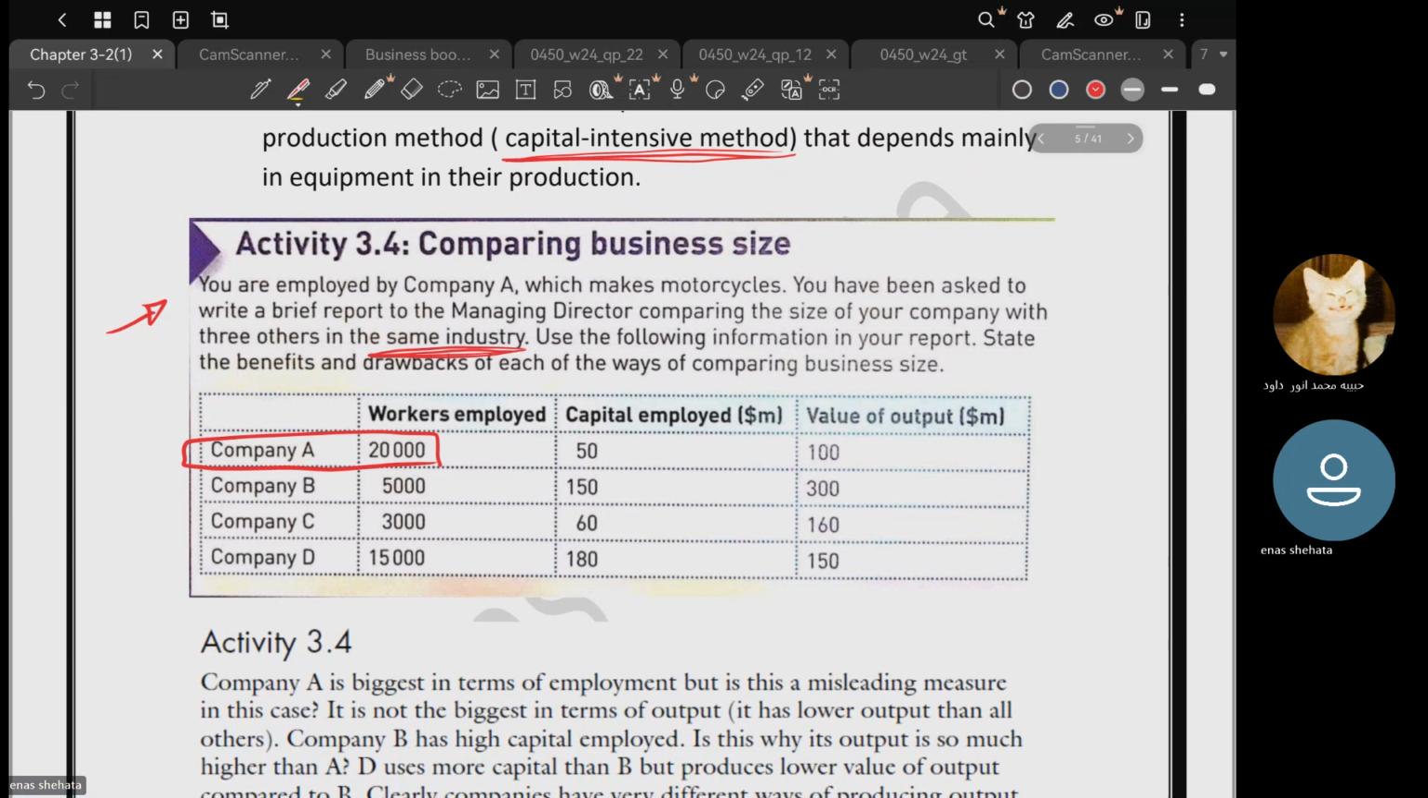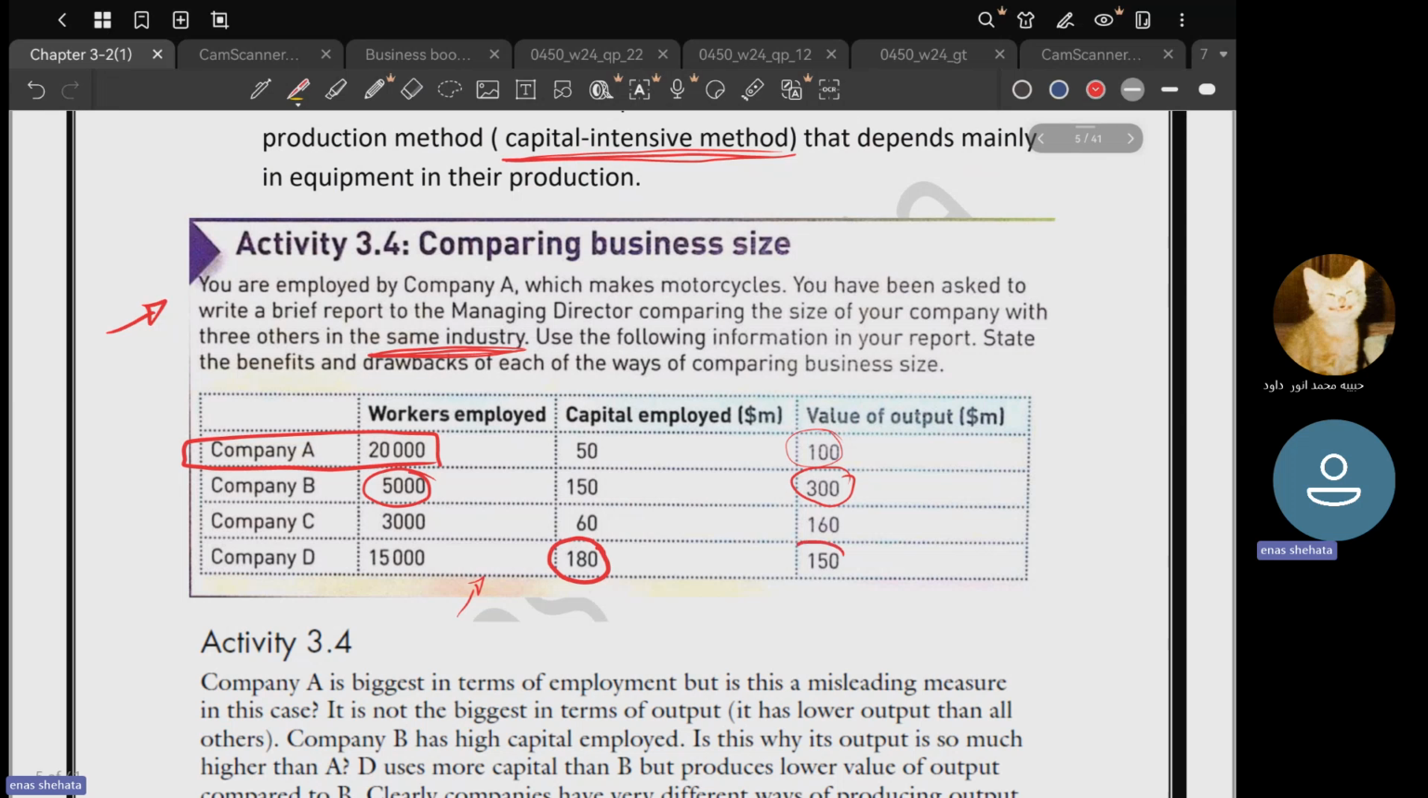But if we see the value of output, here I have only 100, so I have the lower value of output. So is this method correct, comparing number of workers? No. Why? Because it seems that the businesses are using different ways. Not all of them use workers only, because the highest output here uses almost the lowest number of workers. So I cannot use workers employed. But if I use capital employed, I will find that company D has the highest capital employed.